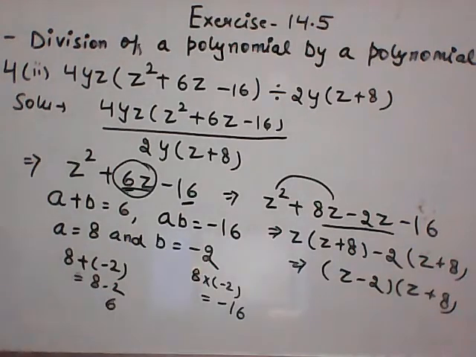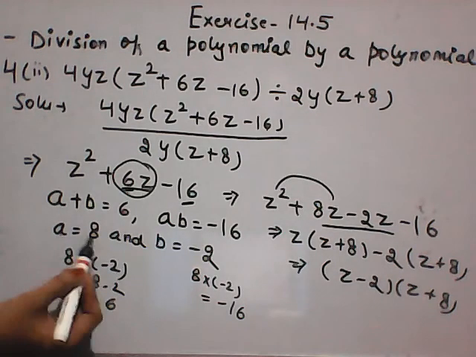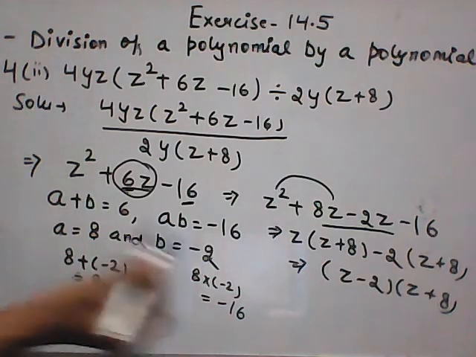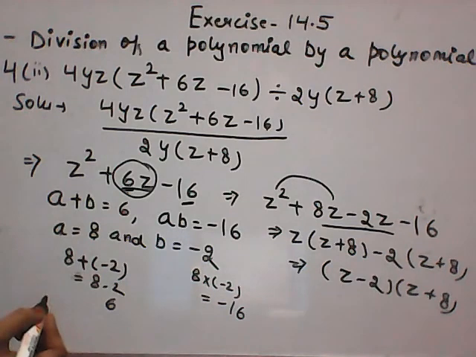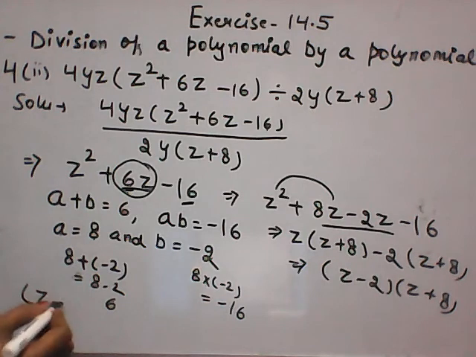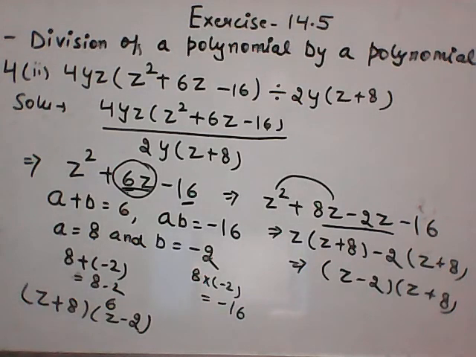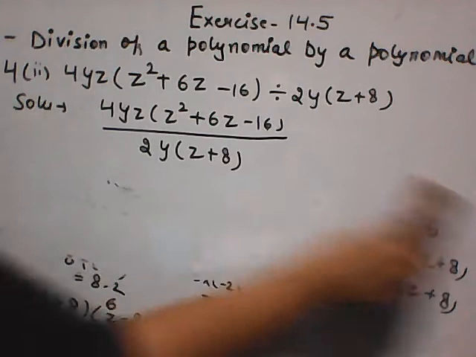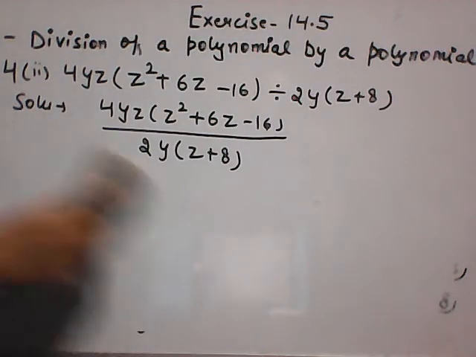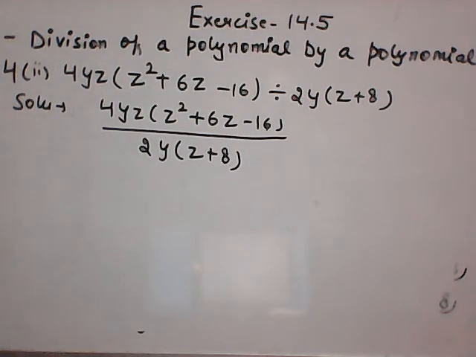You can also factorize directly in such a way that if a is equal to 8 and b is equal to minus 2, then z plus a and z plus b are the factors. So you can write directly z plus 8 and z minus 2 as the two factors of the expression z square plus 6z minus 16. So put this value in the expression. z minus 2 and z plus 8 are the factors of z square plus 6z minus 16.